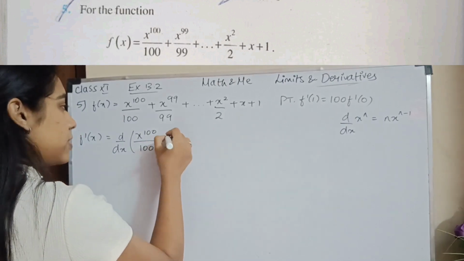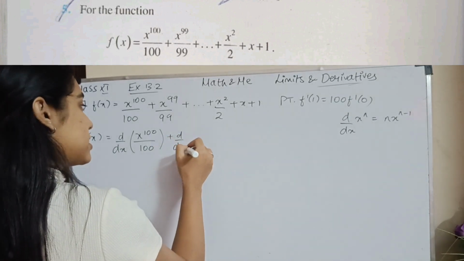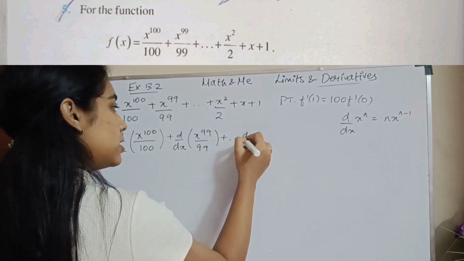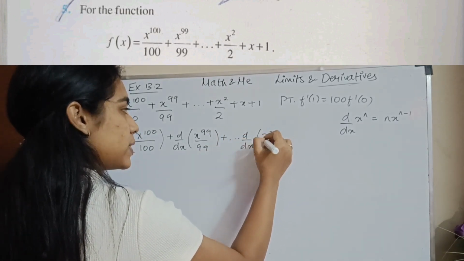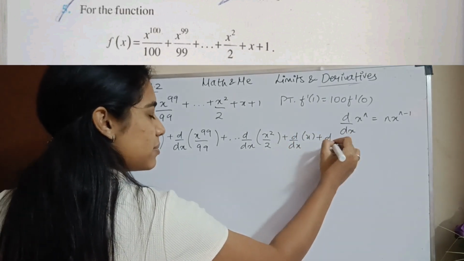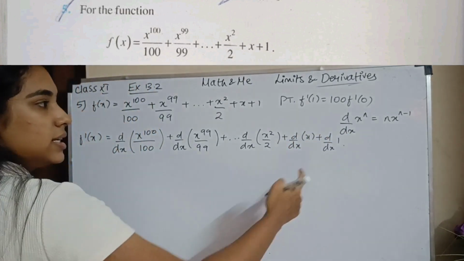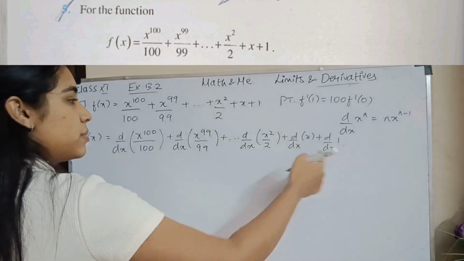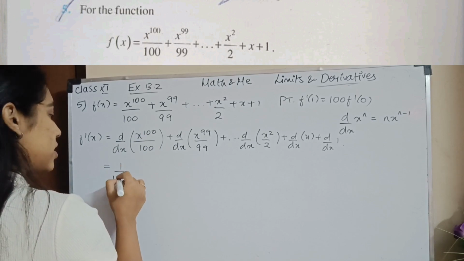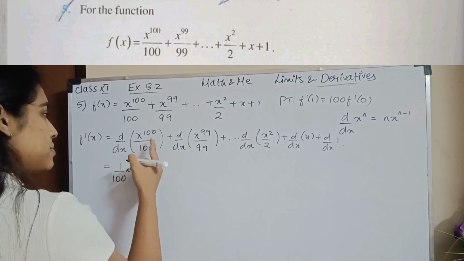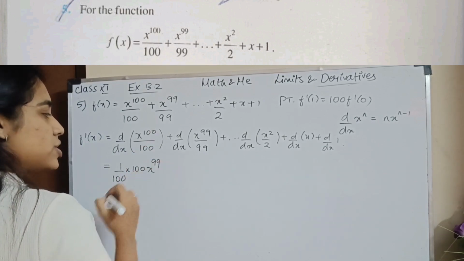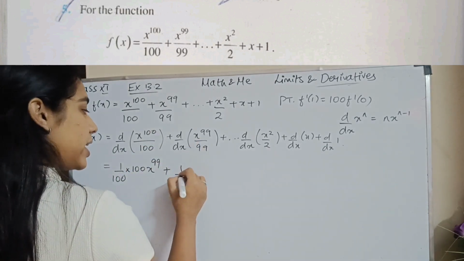So it will be d by dx of x to the 100 by 100 plus d by dx of x to the 99 divided by 99 and so on, d by dx of x square divided by 2 plus d by dx of x plus d by dx of 1. Okay, the derivative of a constant is 0, so this term becomes 0. So what happens to the other terms? x to the 100, so I have a constant 1 by 100. I am taking that outside times the power comes down, 100 x to the power 100 minus 1, which is 99, plus next I have 1 by 99.